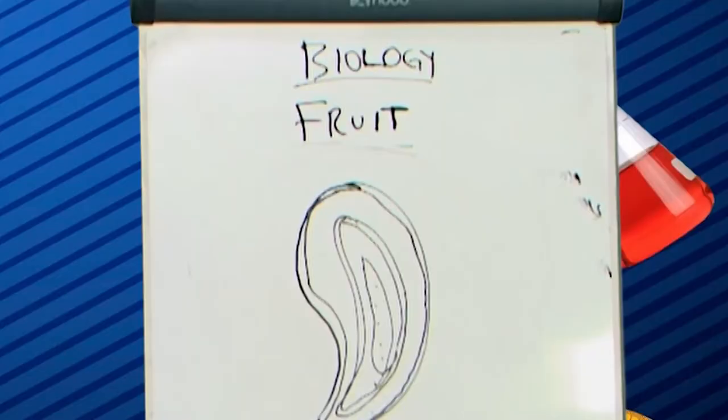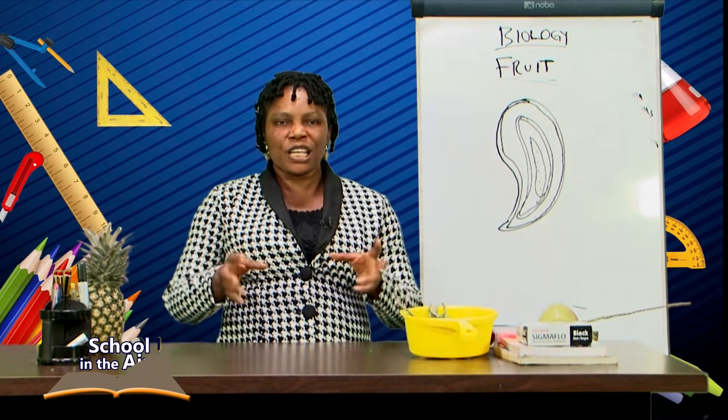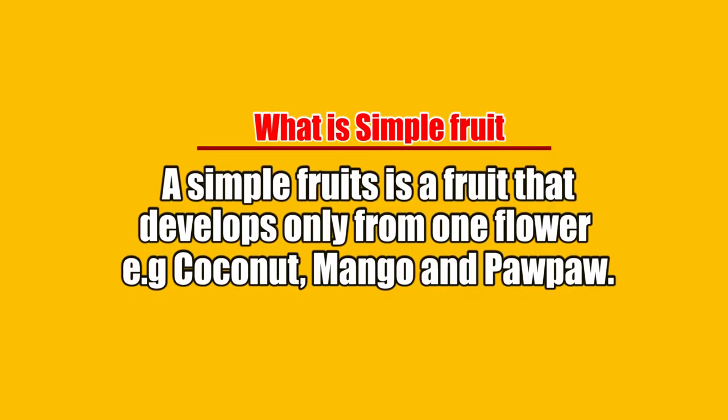Remember I told you all the fruits in the world can be grouped into two types: true fruit and false fruit. Each of these two types of fruits has other classes. For instance, the first class are simple fruits. A simple fruit is a fruit that develops only from one flower, like the coconut fruit, like the mango fruit. They develop only from a single flower. That is a simple fruit.